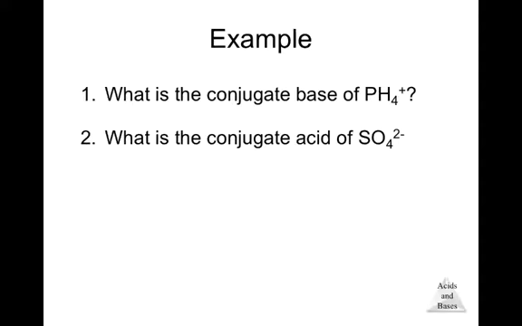So a couple examples. Think about these. I'll give you a second to think before we move on. What's the conjugate base of PH4 plus? Go ahead and pause and think about that for a sec. Hopefully you came up with PH3. The conjugate base is what happens when you remove a hydrogen ion. We drop down to PH3, and we lost our plus. Similarly, what is the conjugate acid of SO4 2 minus? This one we're going to be adding hydrogen to it, so it's HSO4. We had 2 minus before. Now we only have 1 minus.